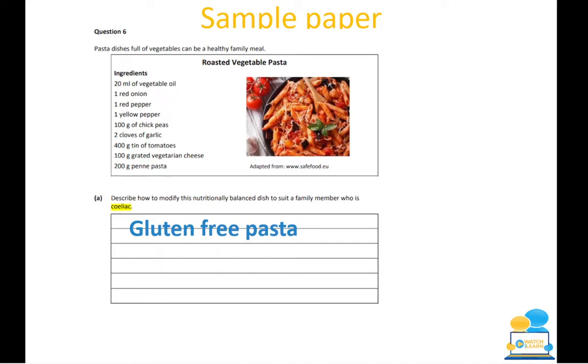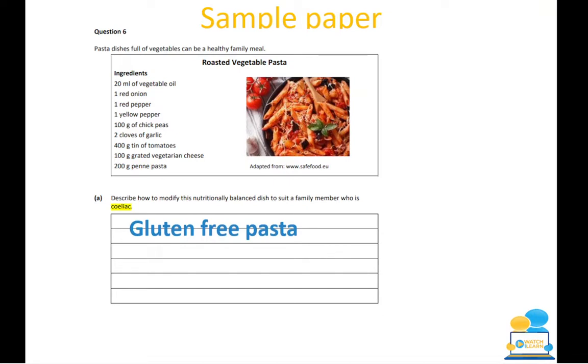Part A. Describe how to modify this nutritionally balanced dish to suit a family member who's celiac. What I'd be highlighting there is describe. That's my action verb, and that means I need a lot of information, so full sentences. Modify means to change something, and then I would highlight celiac, which means that they can't digest gluten.